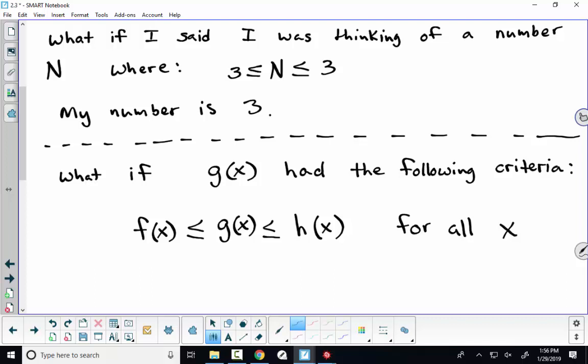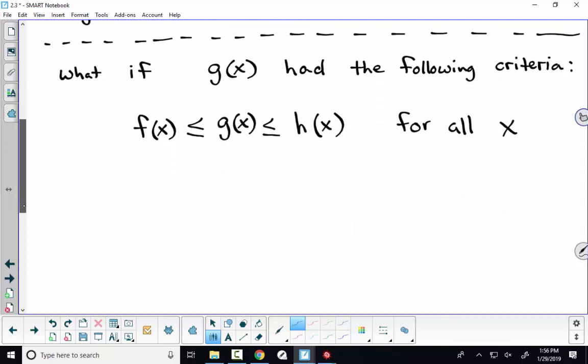So for any x value, the y value for g is always less than or equal to h, and always greater than or equal to f. So the reason theorem 2.5 is called the squeeze theorem, it's sometimes referred to as the sandwich theorem as well, is that basically we're taking this function and squeezing it in between two other functions.